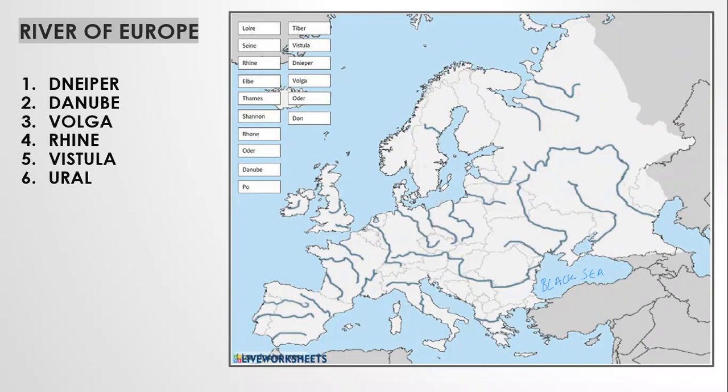So which one is the Dnieper? From the right hand side, the second river. So this river is actually the Dnieper. With blue color, we're going to trace it. So this is Dnieper River. Then we are going to put an arrow like this, and then write it. Dnieper, D-N-E-I-P-E-R. Dnieper River.